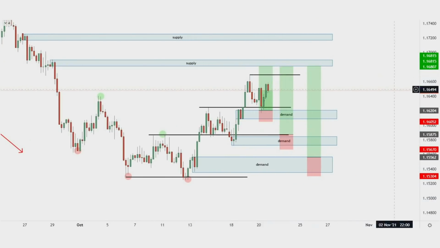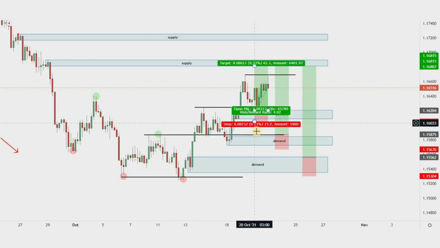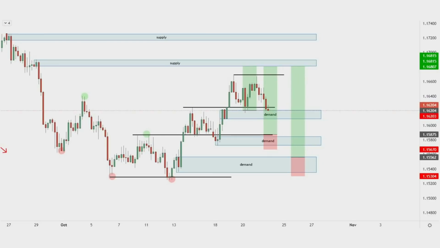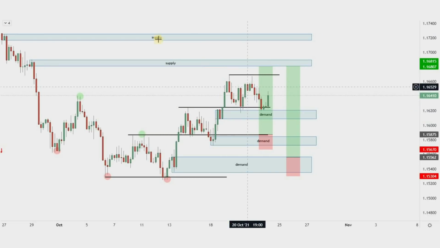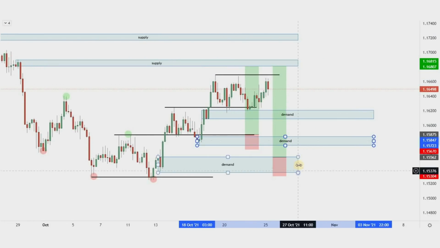Price pulled back, touched the first zone and bounced in an upside direction. This push wasn't significant enough to break the higher high and reach the full target. Price made another attempt to break it but failed again.